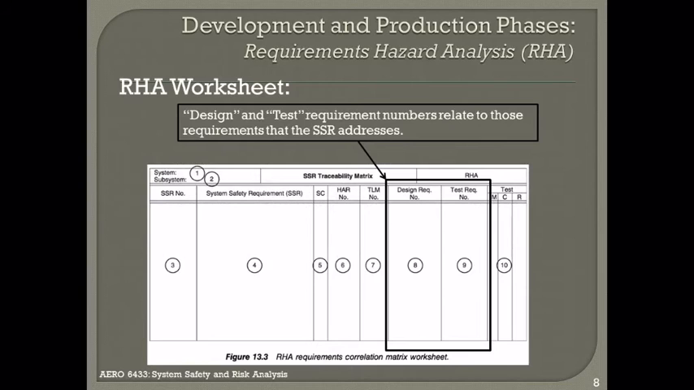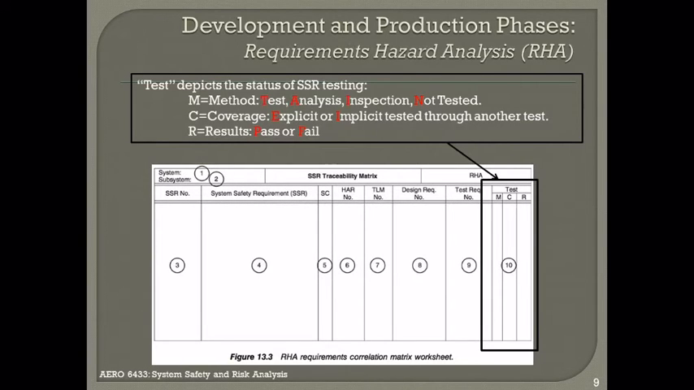This is the matrix's way of addressing design and test requirements related to the system safety requirements. They list the items by number. This last series of columns summarizes the testing status of the system safety requirement. Here are the codes. They're pretty self-explanatory except for the test coverage. So the test coverage portion, let's go into that just a little bit. It's a loose comparison I'll make by way of explanation. So your test coverage can be E for explicit or I for implicit.